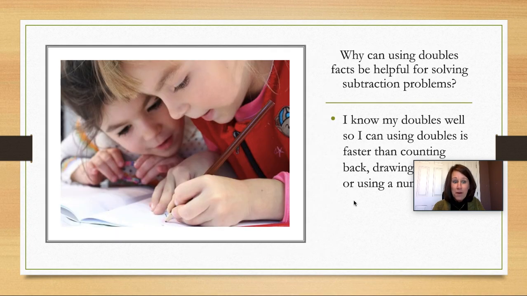Maybe you said, well, we said those doubles so quickly and I know them so well that that's faster for me than counting back or drawing a picture or getting out a tool like a number grid or a number line. When I know my doubles well, I can use that to solve. Like, well, what's 12 minus 6? Well, I know that 6 plus 6 is 12, so 12 minus 6 is 6. I know that because of fact families, and I know that addition and subtraction problems can be related.